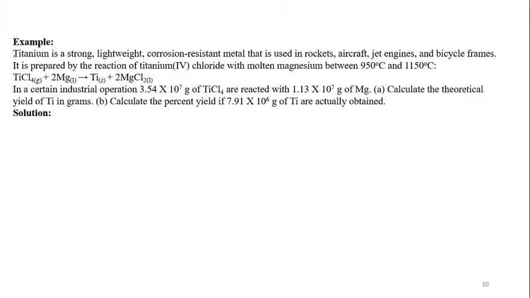Now let's take an example. In industry, we react titanium tetrachloride with magnesium to give me titanium. So if I started my operation with this amount of titanium tetrachloride and this amount of magnesium, calculate the theoretical yield of titanium in grams and calculate my percentage yield if this is my actual yield.